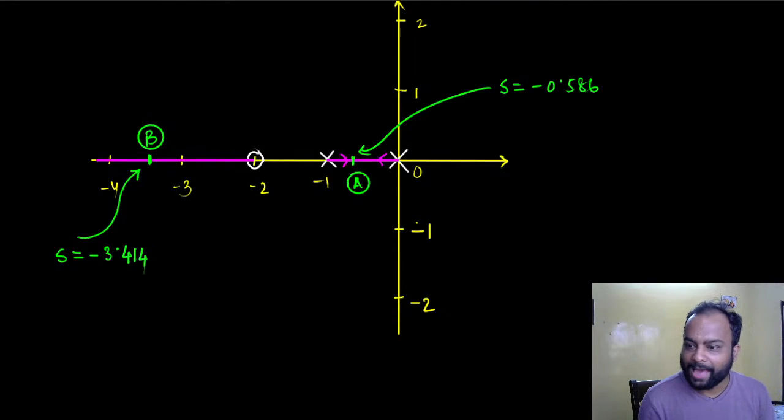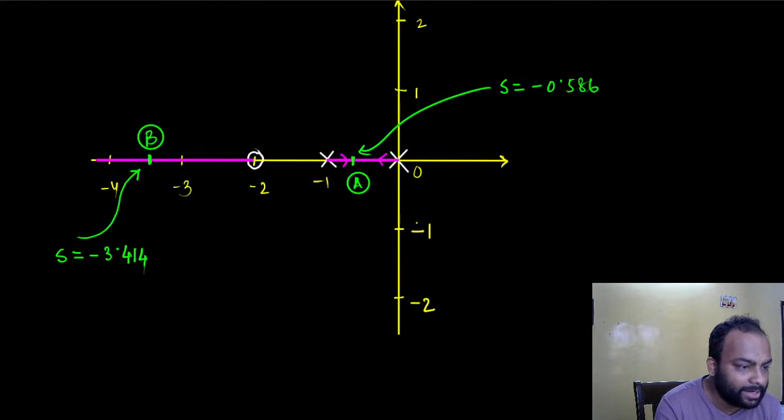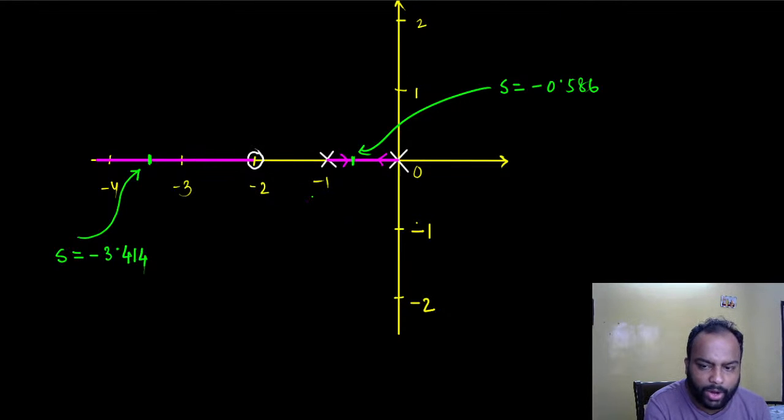So it makes me really happy to see that you have guessed it correctly. Nice. Right? So you have guessed it correctly, but let's do it mathematically, right? Let's try to understand how these things work. So how am I going to figure out which one of these is a breakaway point and which one of these is a break-in point? So let's do this mathematically, right?